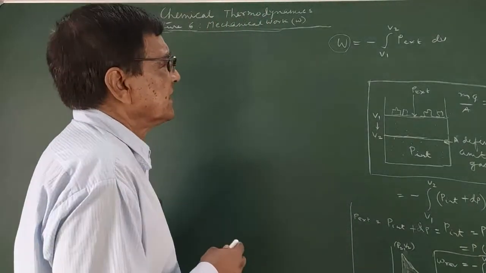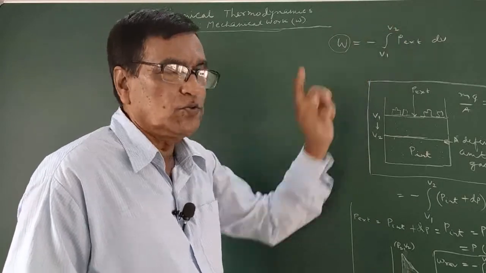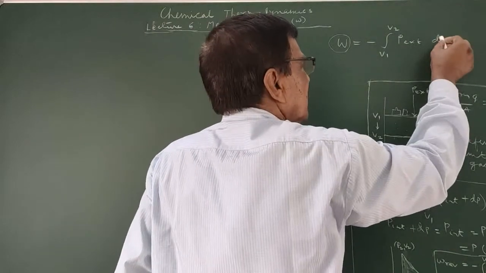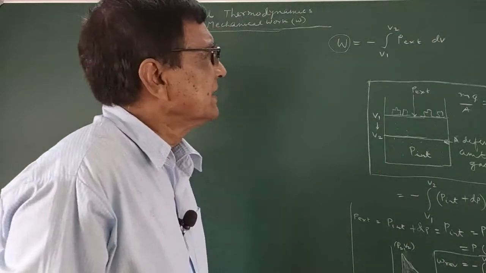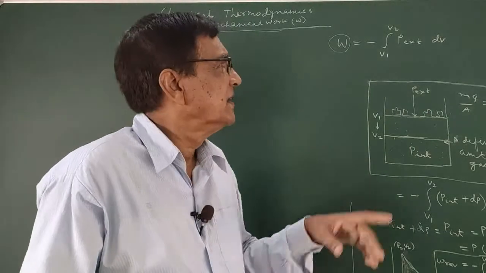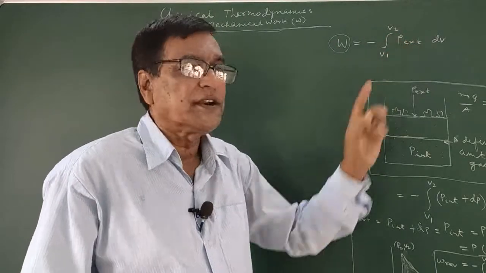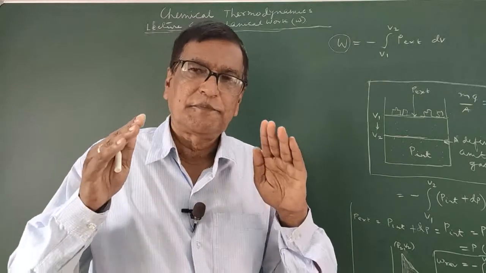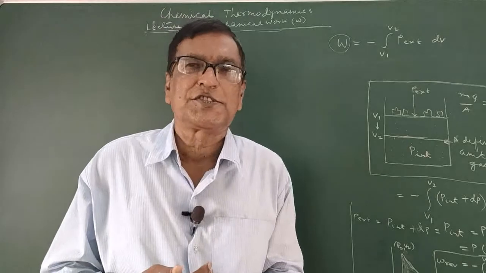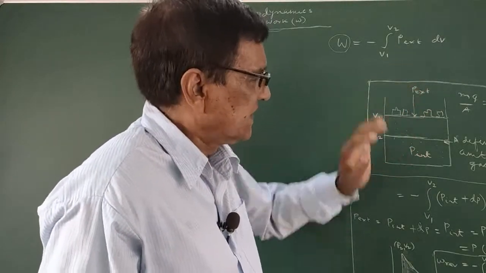And the magnitude of this mechanical work, I can write as: mechanical work equals minus integration from V1 to V2 of P external dV. dV is the volume change of this gas present in this cylinder, from V1 to V2, and P external is the pressure applied by the surroundings on the piston of the system. And you can see this in the picture.